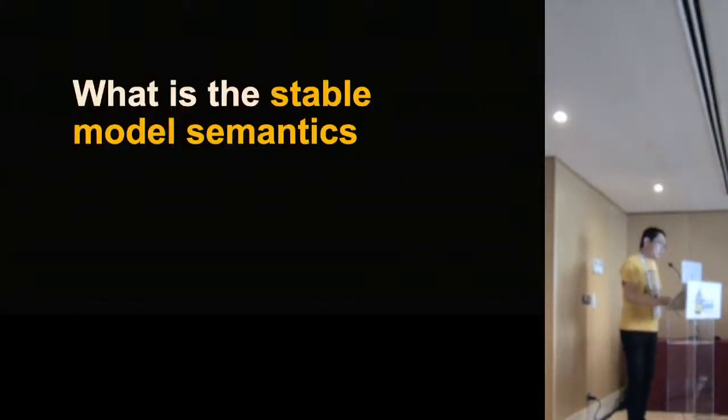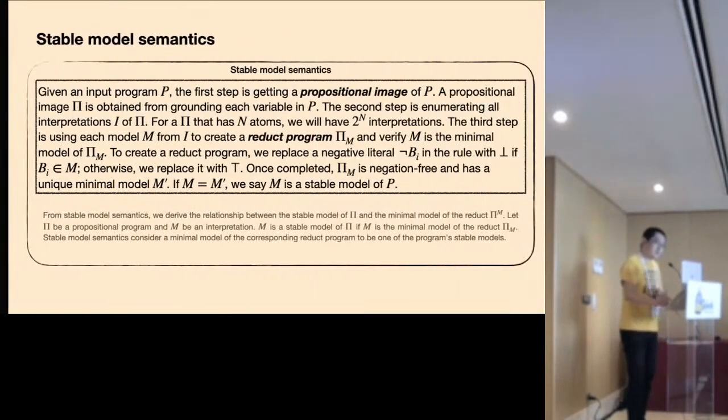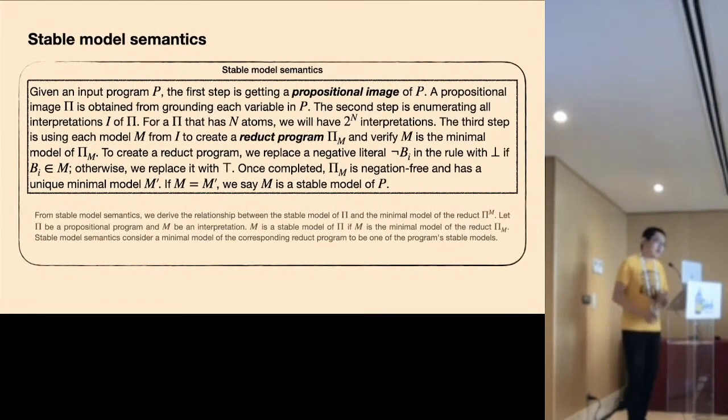Then what is the stable model semantics? So stable model semantics usually has three steps. The first step is creating a propositional image. So you basically do grounding. You remove all the variables in your logic program, turning the predicate form into the propositional form. Then later we enumerate all the possible interpretations, right? Because once it turns into the propositional form, we know there are n atoms. So we will have 2 to the power of n interpretations.